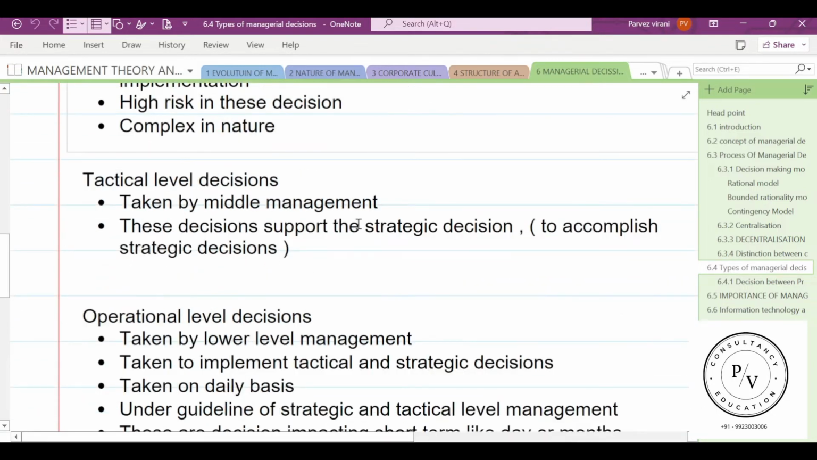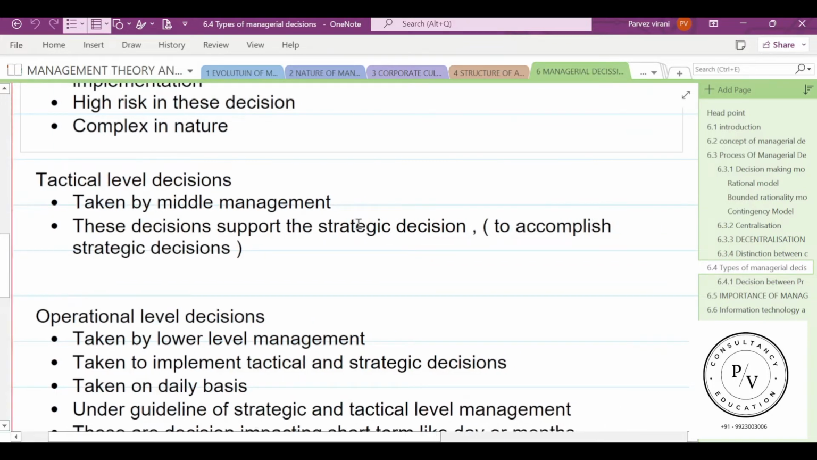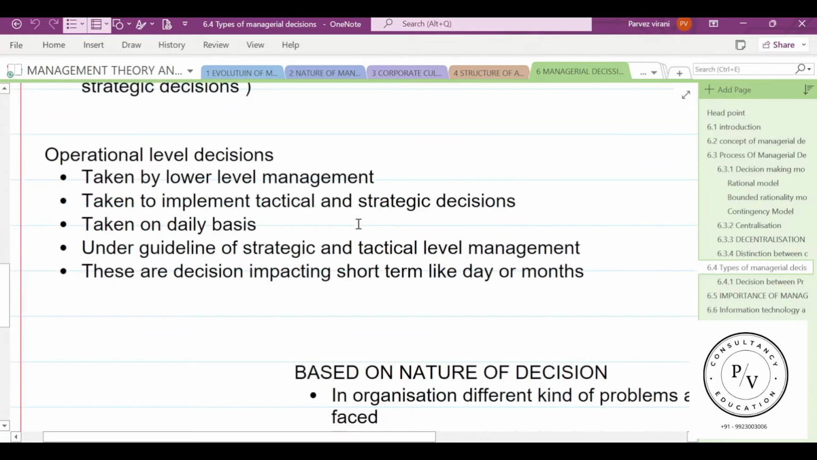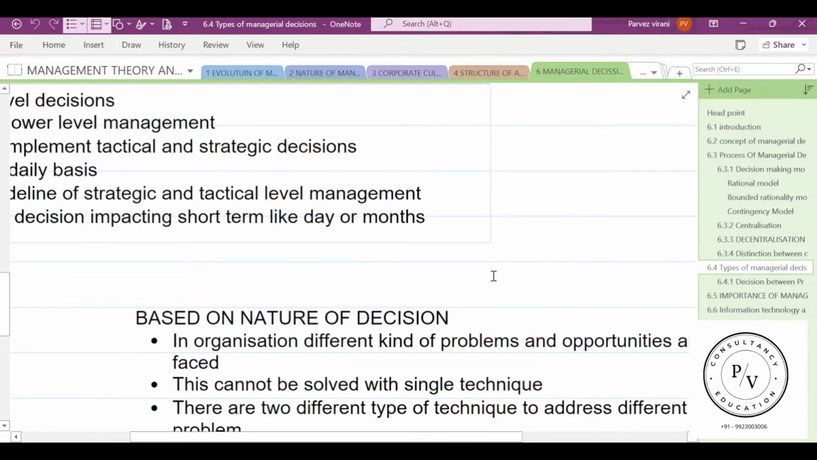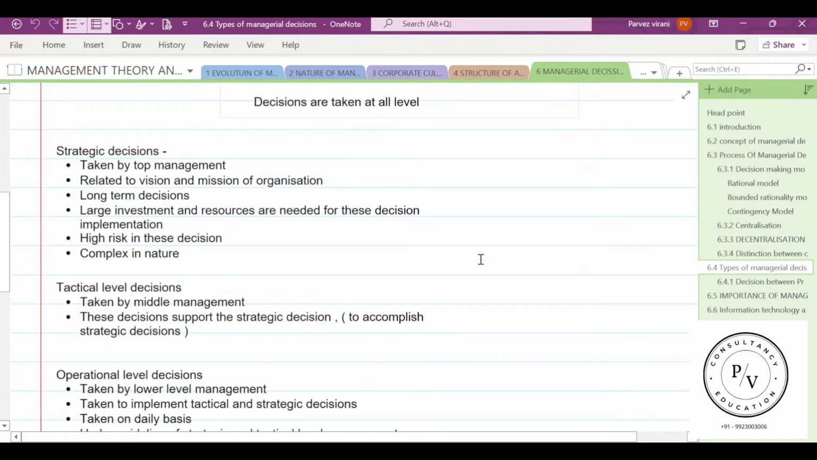Tactical decisions. Tactical decisions are taken by the middle management. These decisions support the strategic decisions. To accomplish strategic decisions, these decisions are basically more planning and action oriented. Operational level decisions are taken by lower level management, to implement tactical and strategic decisions, taken on a daily basis under the guidance of the strategic and tactical level management. These decisions impact the short term, like days or months. So these were the decisions based on level of management: strategic, tactical and operational.